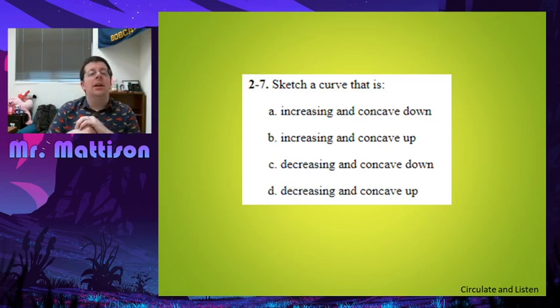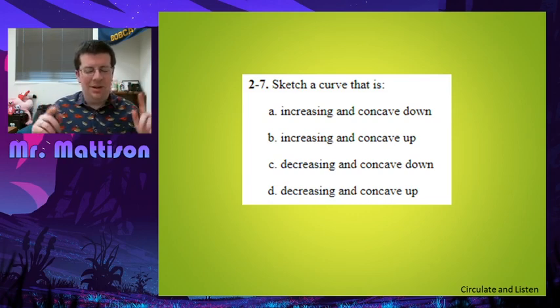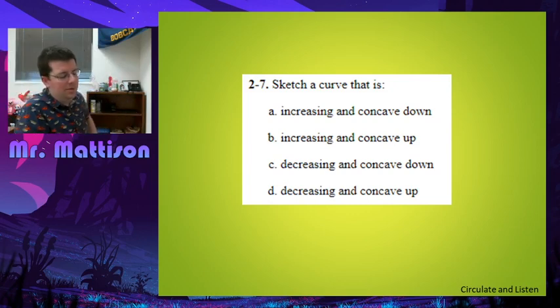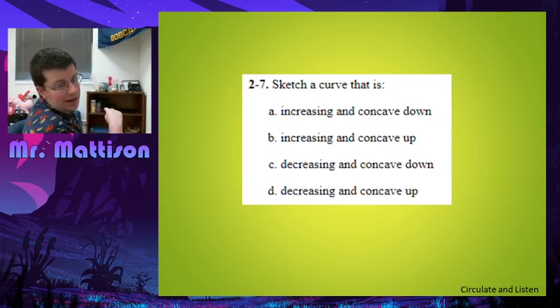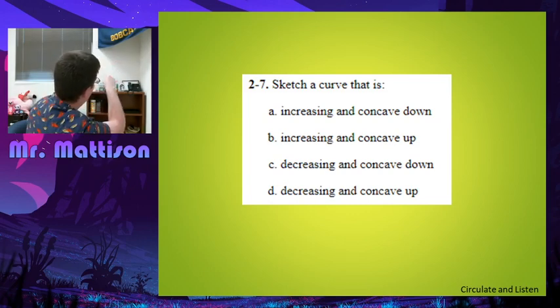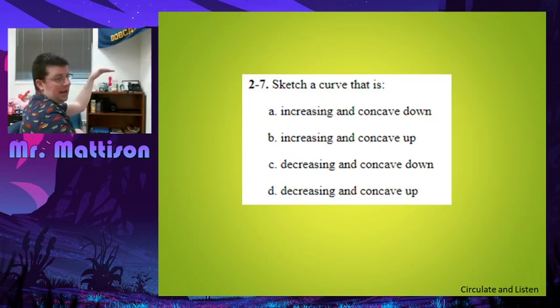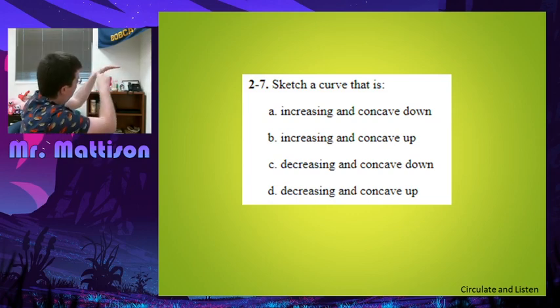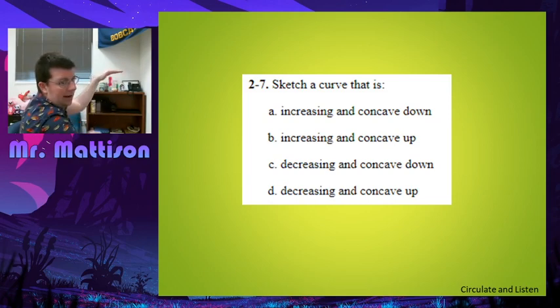All right, so part A, I'm increasing and I'm concave down. I'm going to turn around because it's hard for me to do this mirrored and still do it correctly. If I'm increasing and concave down, I need to be going up and to the right, but I need to be concave down, so it needs to have that kind of curve. So it's that shape, where I'm increasing, but I'm still concave down. So it's that side of a parabola shape, right?